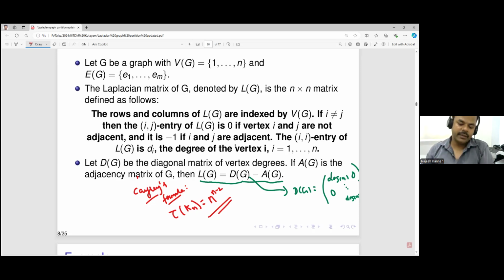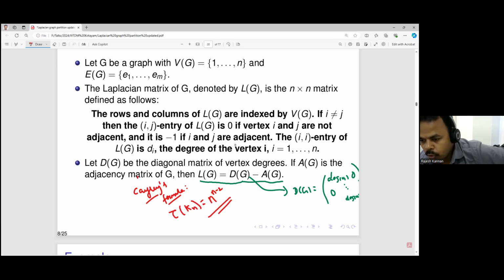Unfortunately, for many graphs you don't have a combinatorial way of deriving a formula for the number of spanning trees. But using this Laplacian, you have a very interesting formula. The formula says that you look at this matrix L of G, choose any entry from it, and remove the row corresponding to the entry and the column corresponding to the entry.